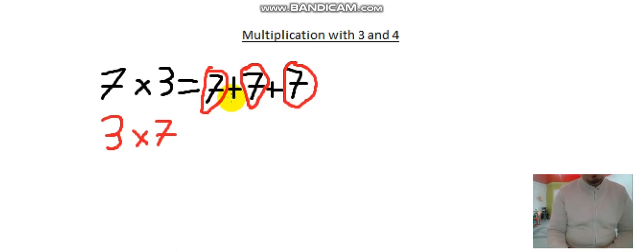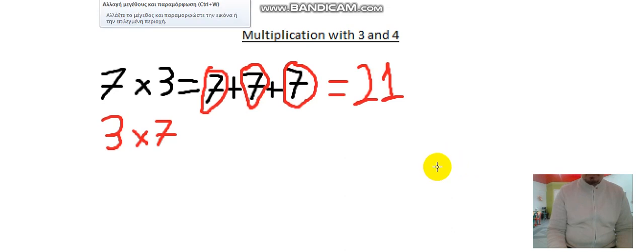And then we'd have to think, well, 7 and 7 is 14, and another 7 makes 21. So that will be 21. 7 times 3 or 3 times 7 makes 21. This is also not an efficient way of doing multiplication with 3, but again, it is an option for you. Another example, and then we move on to the last trick.